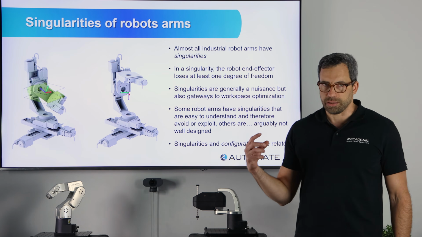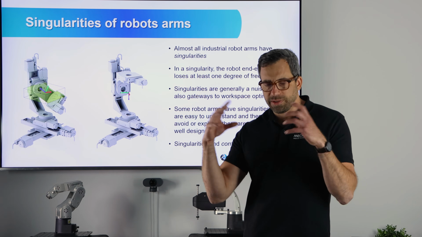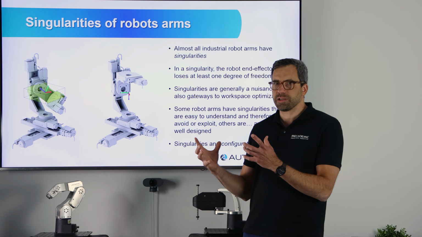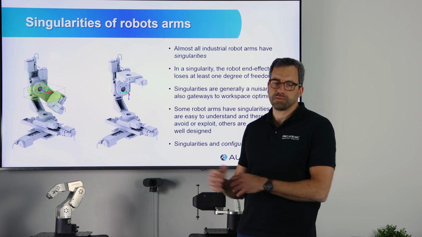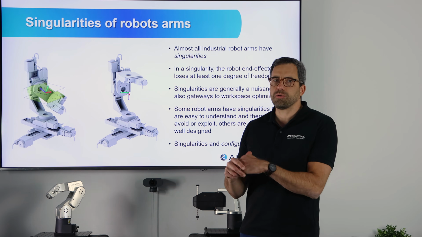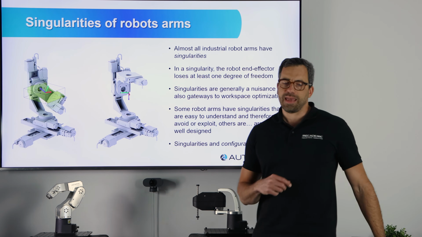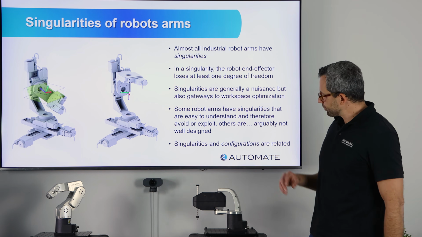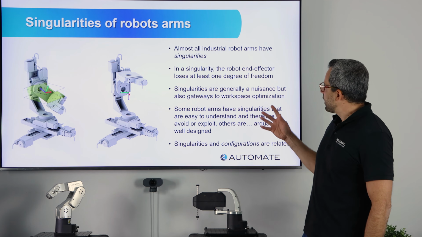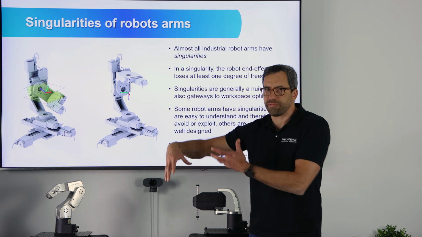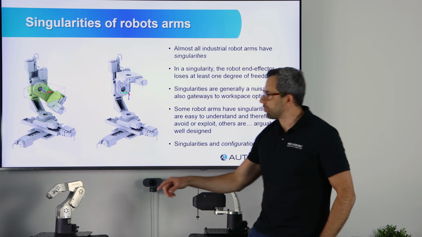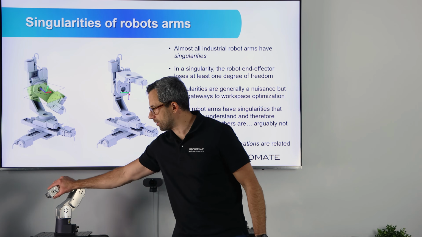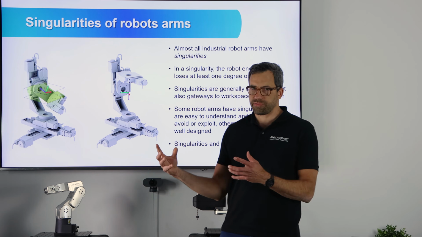Singularities of robot arms. When we talk about the performance of a robot arm, it's very much related to singularities. Almost all industrial robot arms have singularities. So what is a singularity? Very, very quickly, a singularity is a configuration where the robot end effector, not the robot itself, the robot end effector loses a degree of freedom.